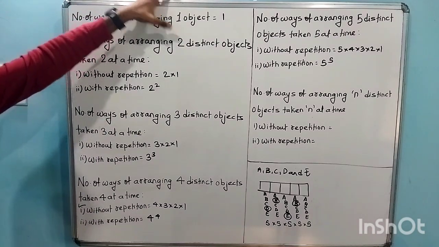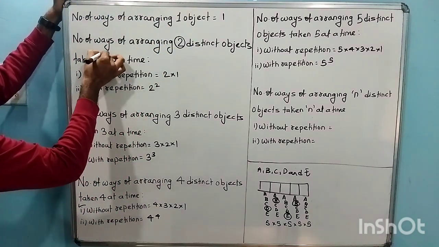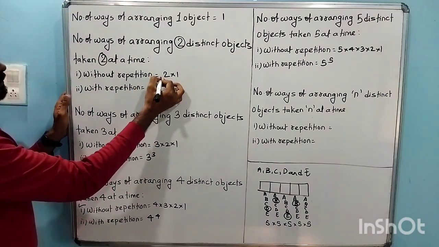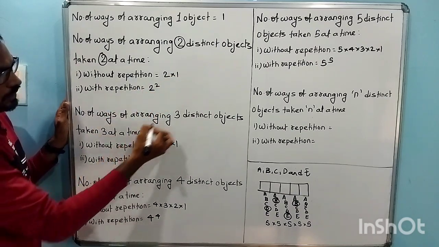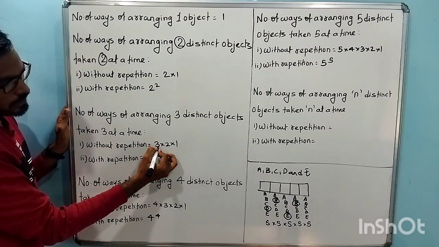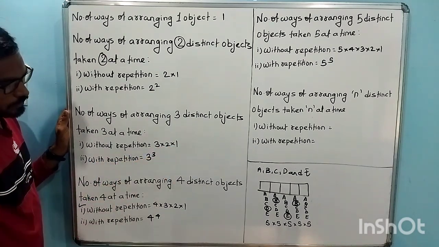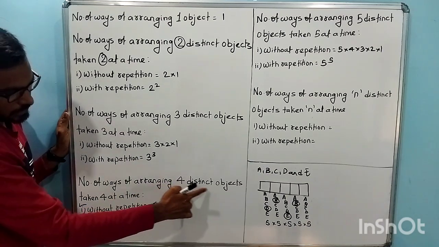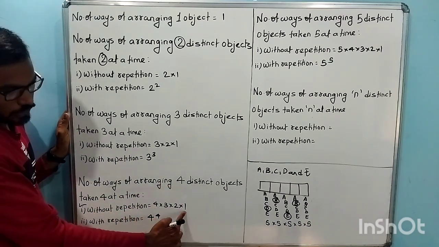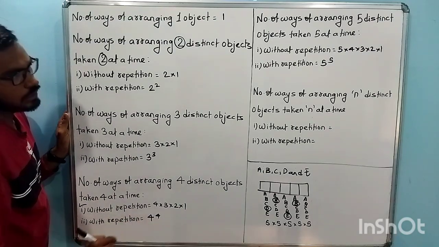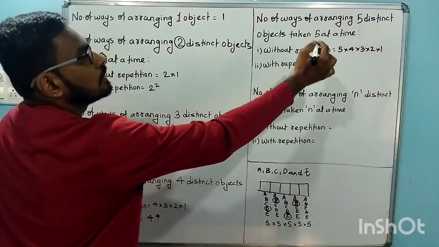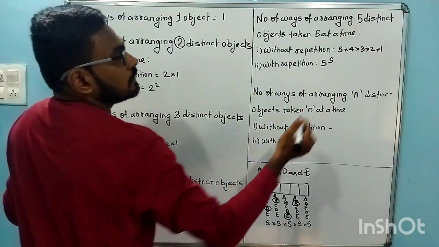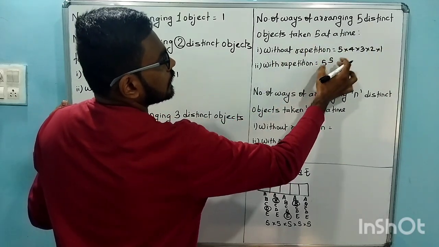See, when we are selecting two objects taken two at a time, or we can say all taken at a time, two objects taken all at a time without repetition is 2 into 1, with repetition 2 square. Three objects all at a time without repetition 3, 2, 1 and with repetition 3 cube. Four distinct objects taken 4 at a time, then 4, 3, 2, 1 without repetition and 4 raised to 4 with repetition. Next, 5 distinct objects taken 5 at a time, then 5, 4, 3, 2, 1 without repetition, and 5 raised to 5 with repetition.